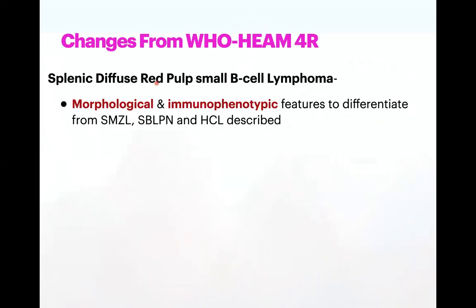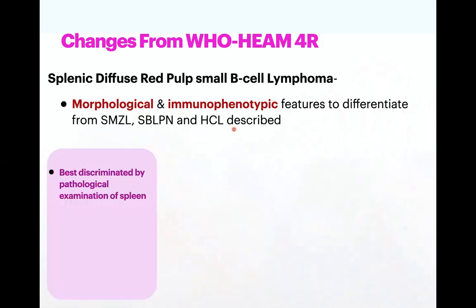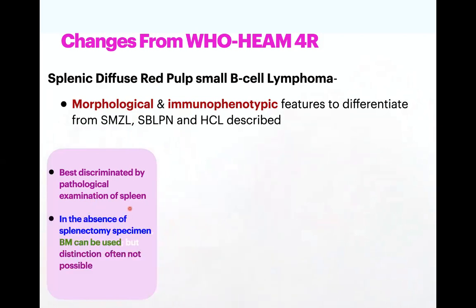So this splenic diffuse red pulp small B-cell lymphoma, which was previously a subtype of the lymphoma unclassifiable, has morphological and immunogenic features to differentiate it from the other three entities of this group, that is splenic marginal zone lymphoma, splenic B-cell lymphoma with prominent nucleoli, and hairy cell leukemia. These are described. These entities are best discriminated by the pathological examination of the spleen, but many times the splenectomy specimen is not available. So in the absence of that, bone marrow can be used, but in the absence of splenectomy, the distinction is often not possible, but we can try on bone marrow to differentiate between these entities.